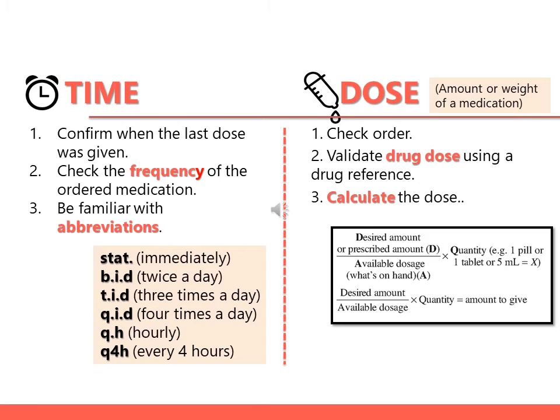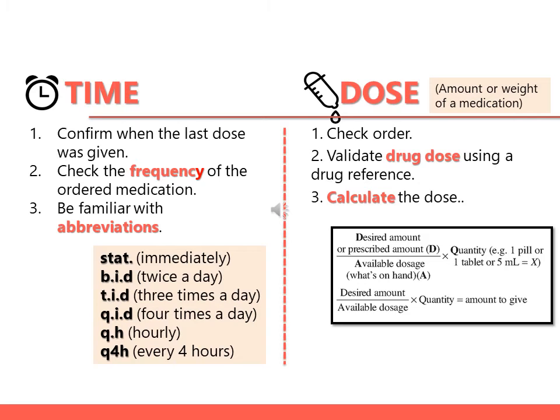First, you need to check the order. Remember, the order of the doctor contains how much dose you're supposed to give to your patient. Is it 500 milligrams, 250 ml, or 1,000 grams, etc.? You need to check the doctor's order.